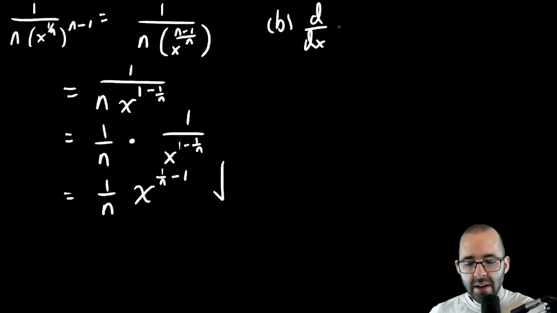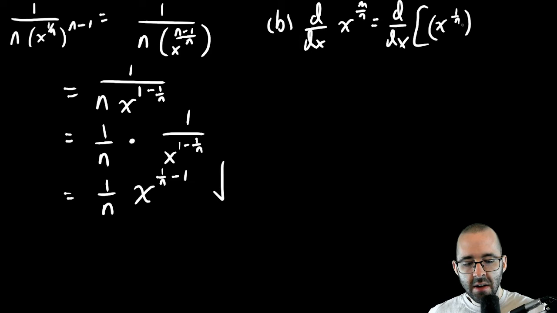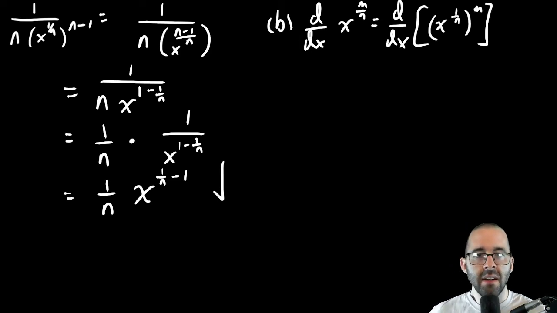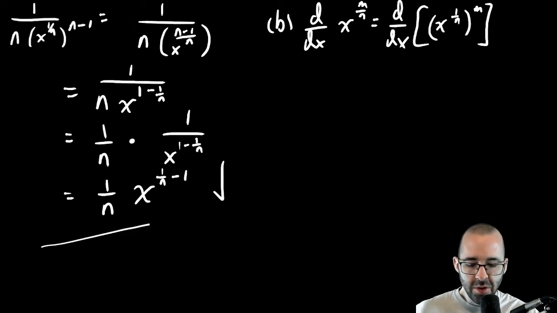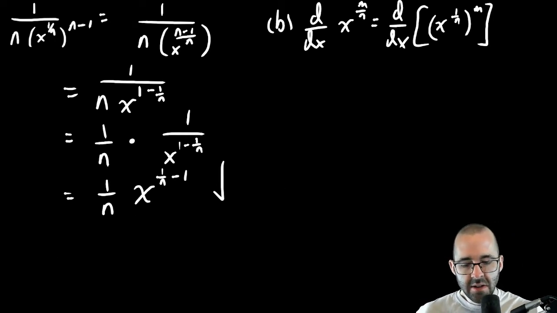The derivative of x to the m over n, that's just the derivative of x to the 1 over n to the mth. We know how to find the derivative of the outside function. We know how to find the derivative of the inside function. We just proved it in A. So this is just a simple application of the chain rule.